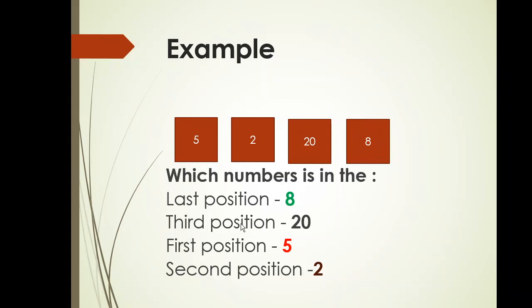The third position here, this is the first, the second, and the third position, we have 20. The first position, this is the first position, so we have 5. And then the second position, this is the first, this is the second position, we have 2. We can see which number falls at which position.